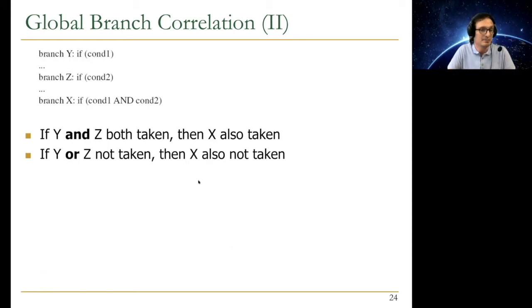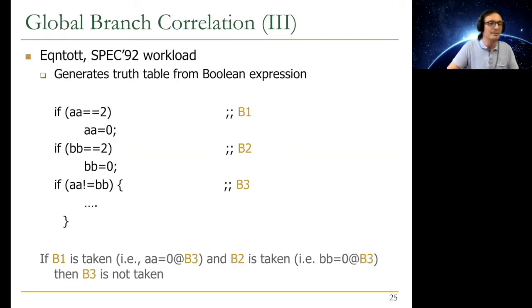Right? Another example, maybe more sophisticated. The first branch tests condition 1, the second branch tests condition 2, the third branch tests both conditions. If the first two branches, Y and Z, are both taken, then X is also taken because both conditions are true in that case. If Y or Z is not taken, then X is also not taken because at least one condition is false in that case. Right? So you can come up with many, many examples like this.